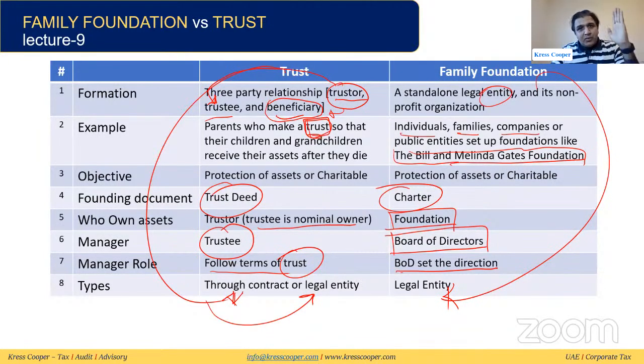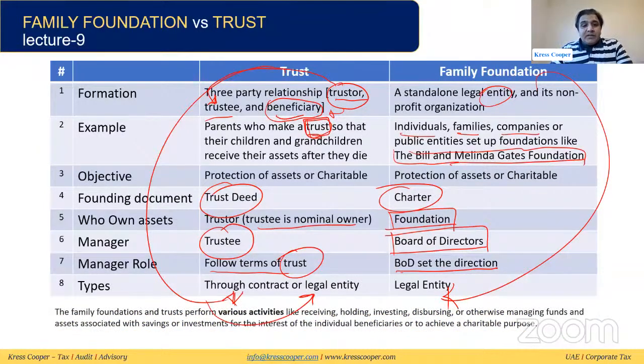So we established both can be set up for charitable purposes, as well as for the protection and management of the assets. The objective is not to do any business. Objective is welfare. Objective is charitable purpose, protection of the assets, and management of the assets. Just keep in mind.